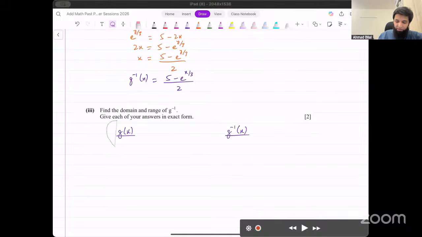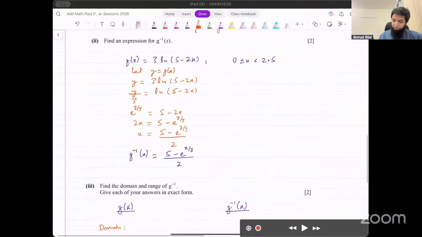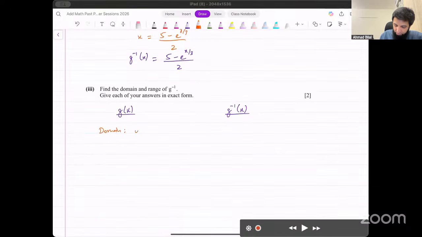What's the domain of the original function? Domain of the original function is x between 0 and 2.5. The range of the inverse function, therefore, is also going to be between 0 and 2.5. All you have to do is replace x with y. That's the range. What about the range of the original function?